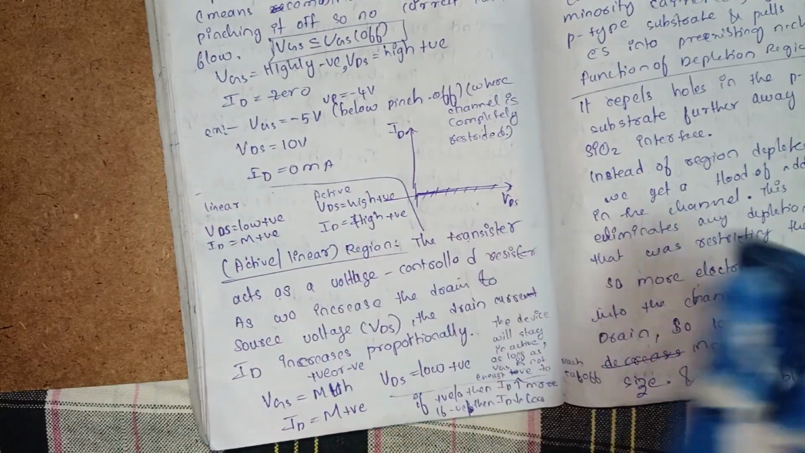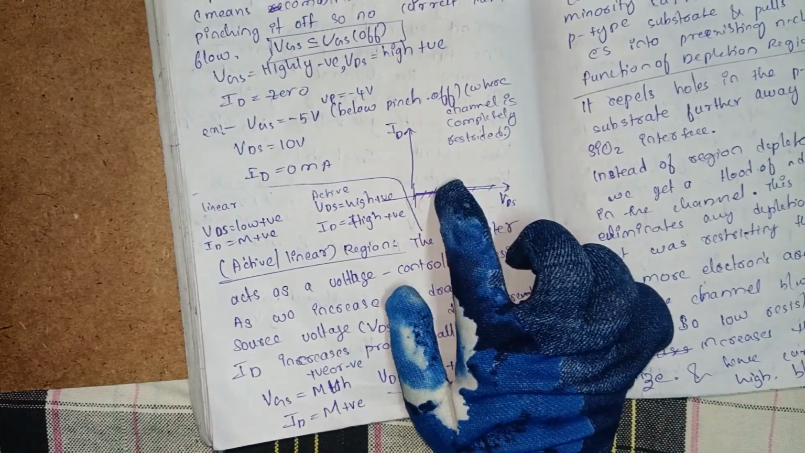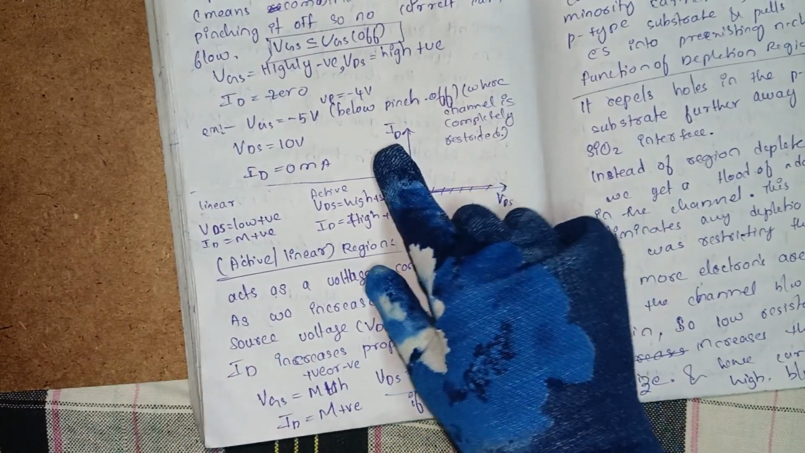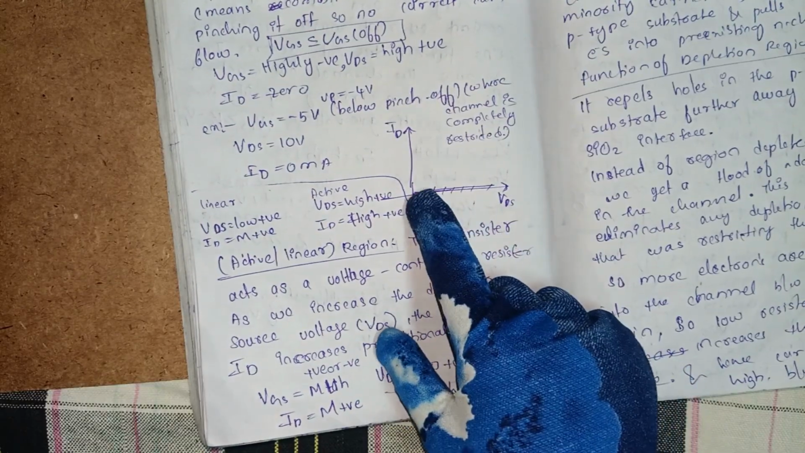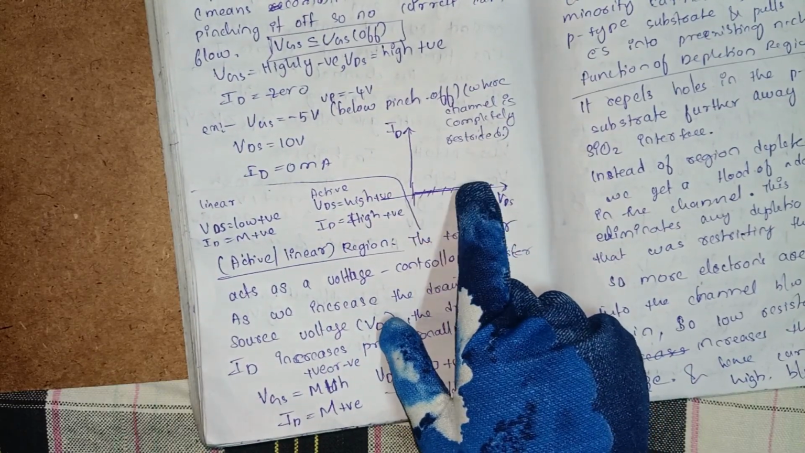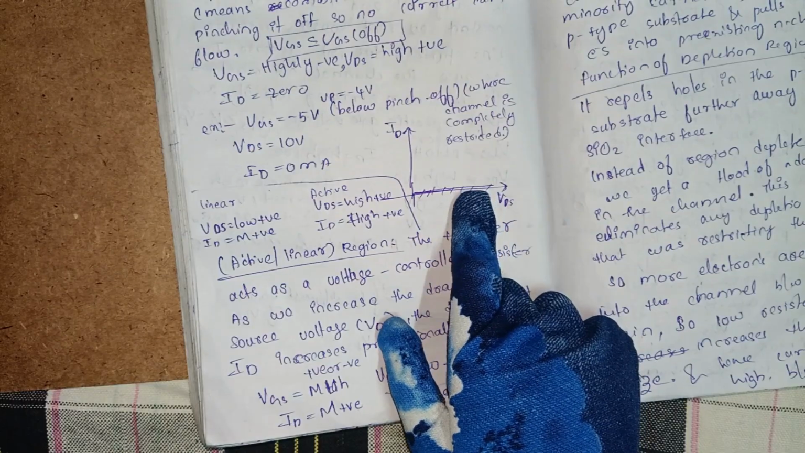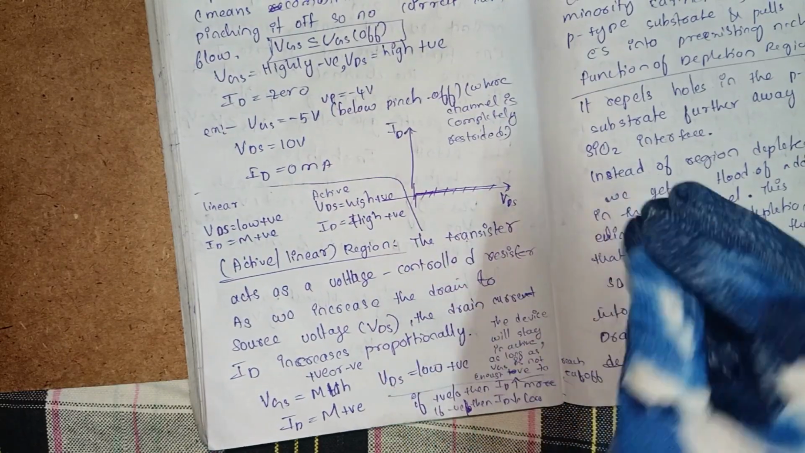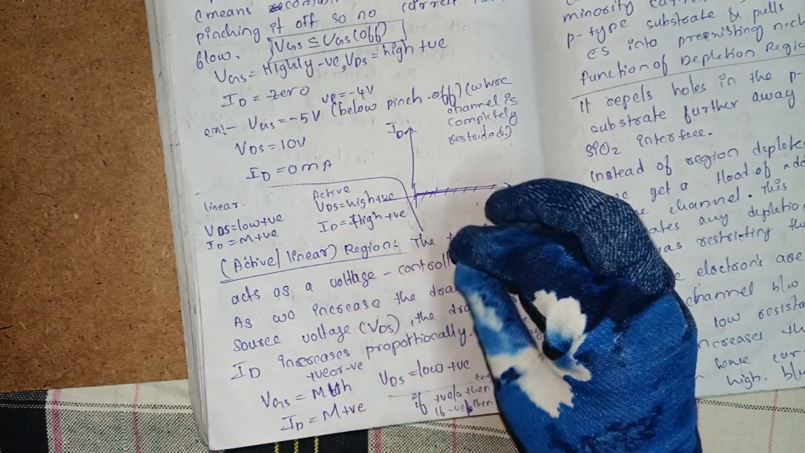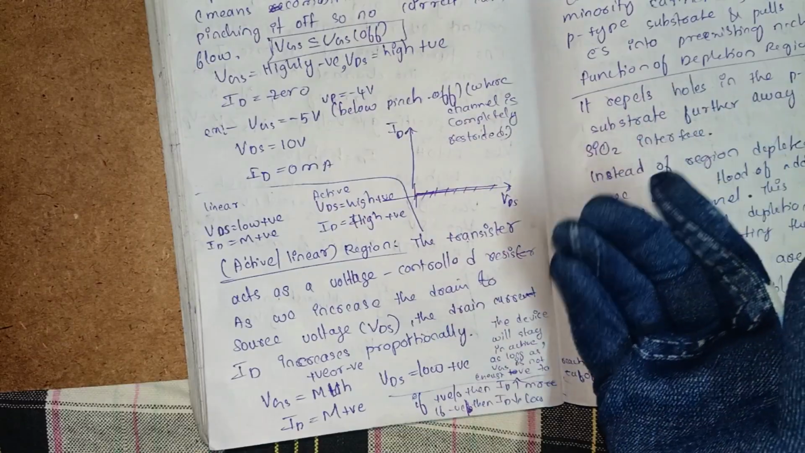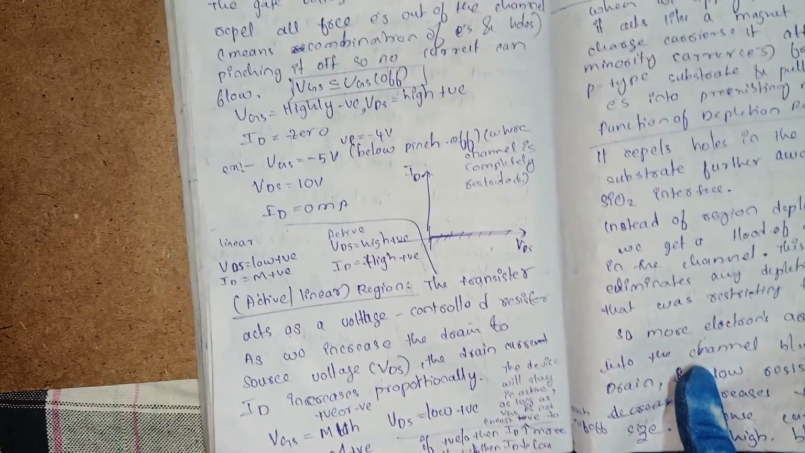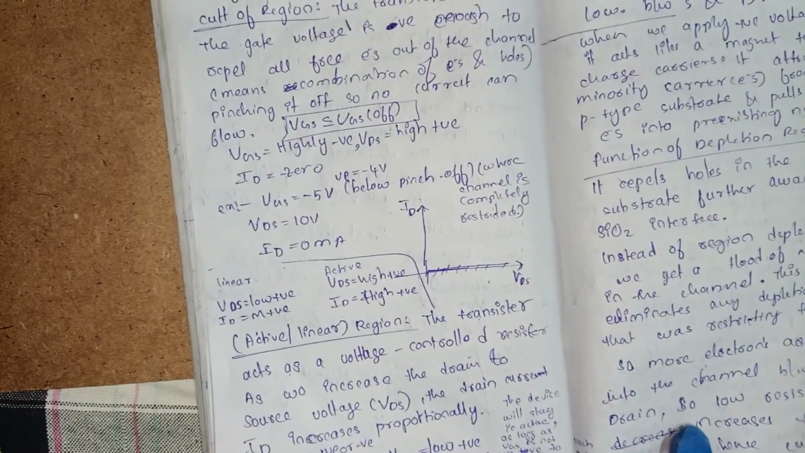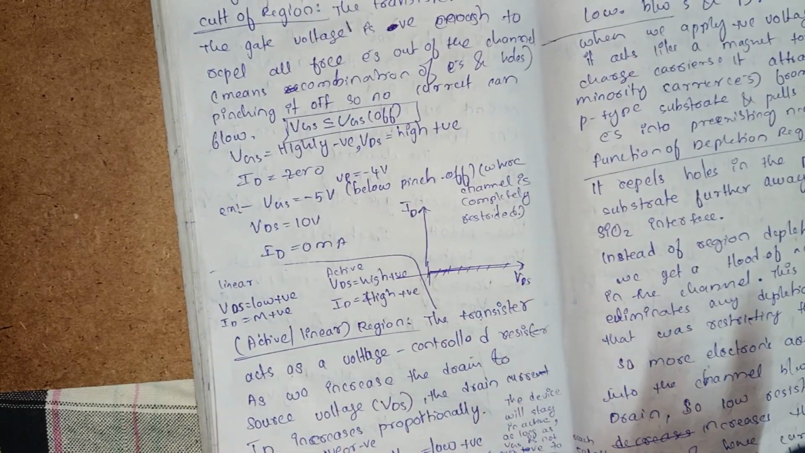Now we see the graph. Here I have drawn the graph between drain current and drain to source voltage. Here is the line along the x-axis. It indicates the cutoff region because there is no increase in the drain current ID, although there was an increase in the VDS voltage.